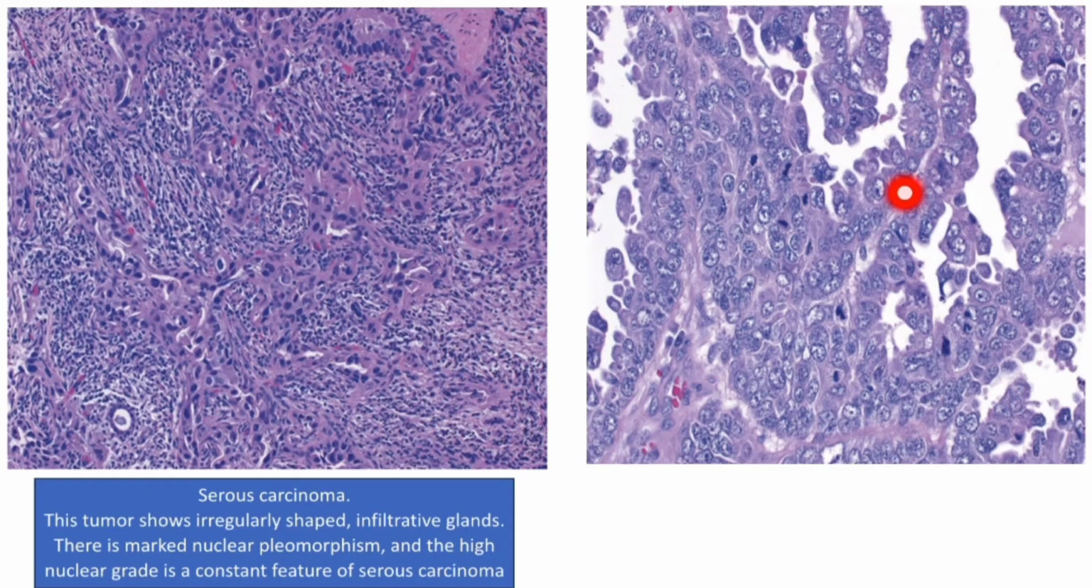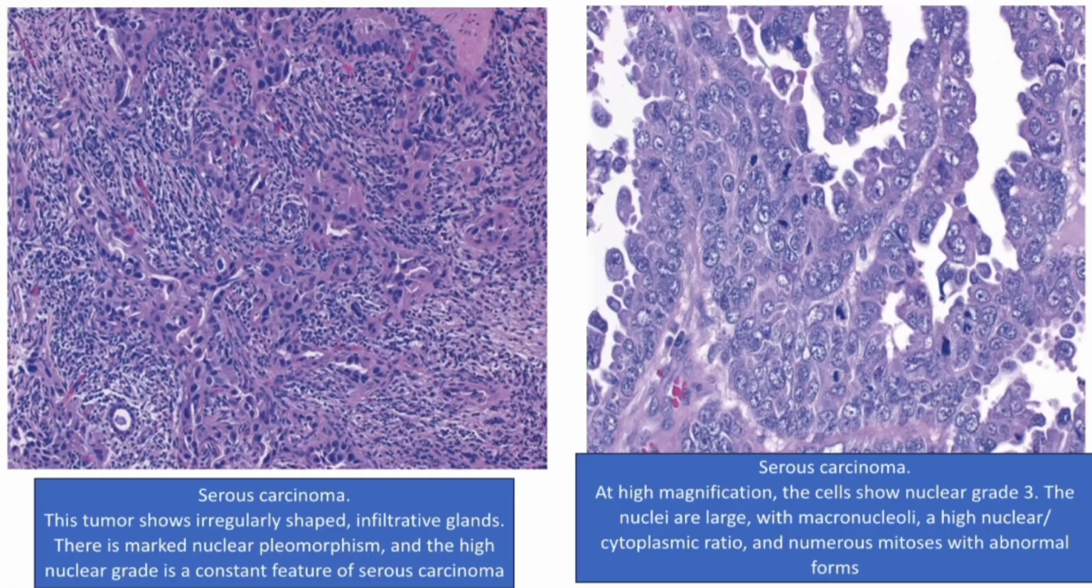So these are multiple papillae here, and these tumor cells are enlarged, having large nuclei, high NC ratio, and prominent macronucleoli. Some of you can appreciate here in high power view eosinophilic cytoplasm, and most important, these are the mitotic figures, they are abnormal in nature. So this is a classic feature of serous carcinoma.